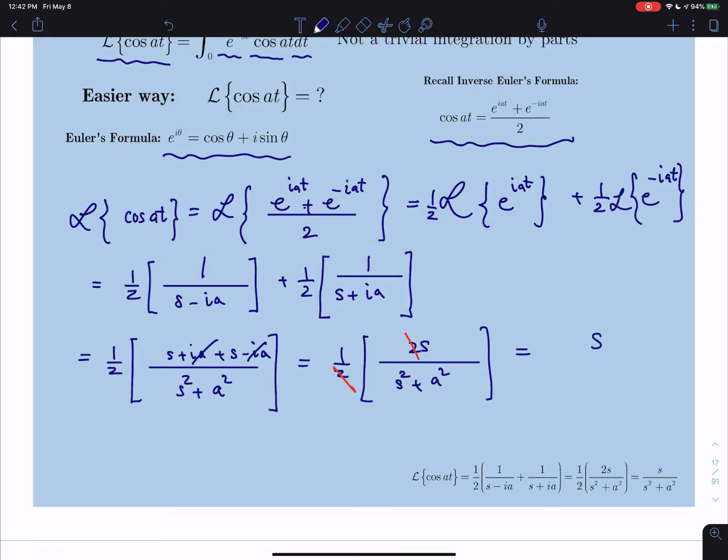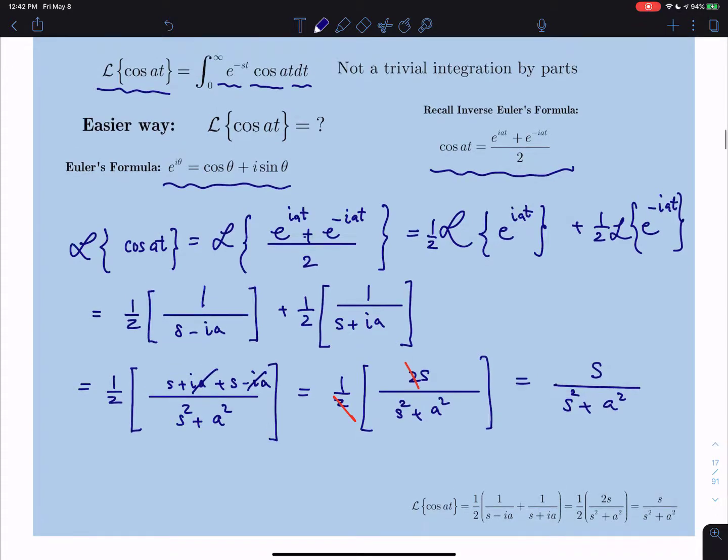then I'll end up with s divided by s squared plus a squared, which is the Laplace transform of cosine of at. So you noticed I found the Laplace transform of cosine of at without doing any integration whatsoever. So this is a very nice method of finding Laplace transform of trigonometric functions if someone's asking you to use the definition.